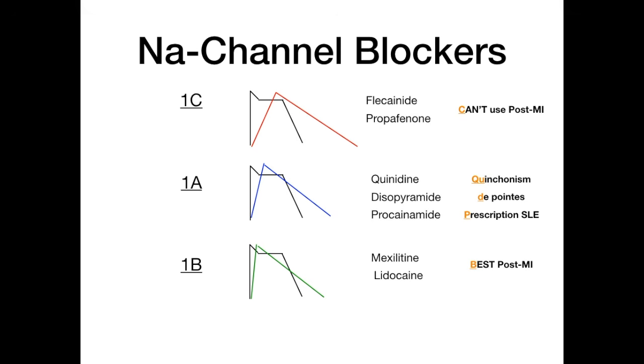Disopyramide, as well as quinidine and procainamide, can cause torsade de pointes, so the D in de pointes and the D in disopyramide. Procainamide is known to cause drug-induced lupus, so we memorize that by saying prescription-induced lupus, because P in prescription and P in procainamide. And then your 1B agents, B for best post-MI.